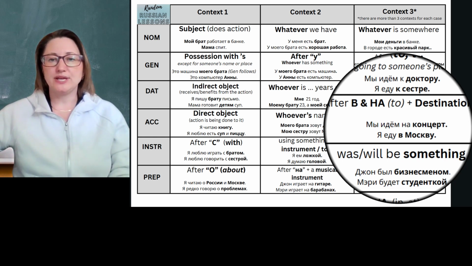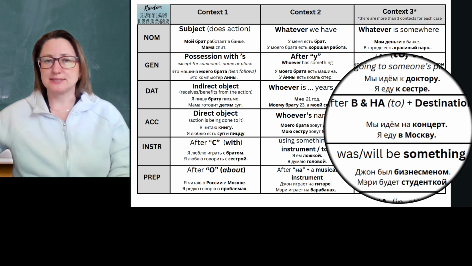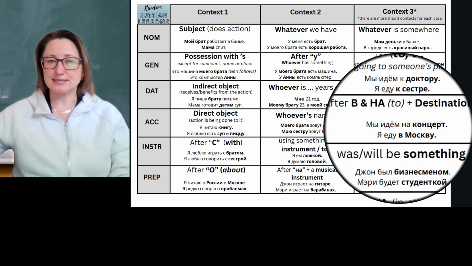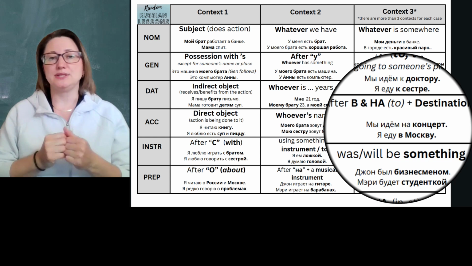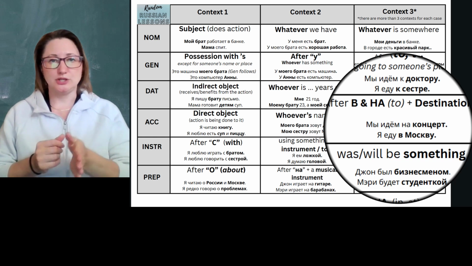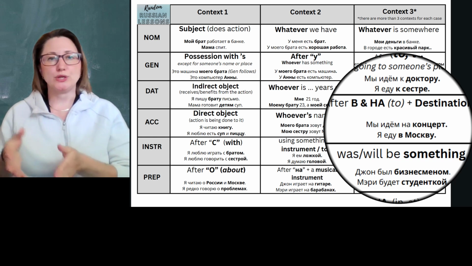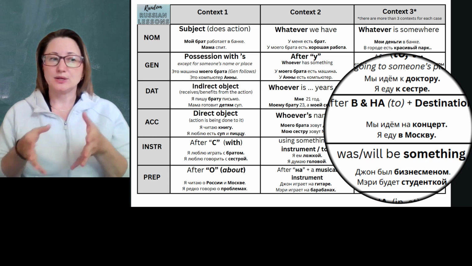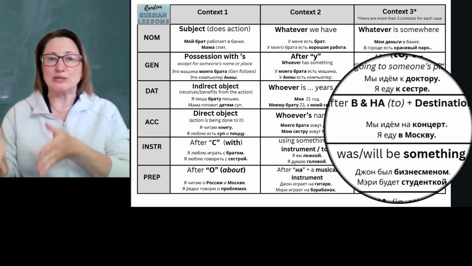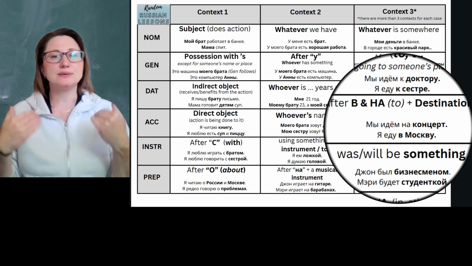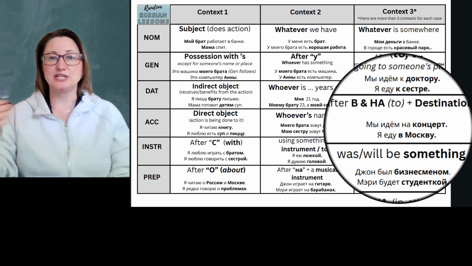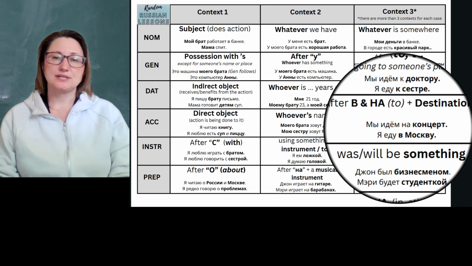So for example, here we have мы идем на концерт. We are going to the concert. The concert is our destination, so that's going to be the accusative case. Я еду в Москву. I'm going to Moscow. Again, where am I going to? To Moscow. That's my destination. I'm not there yet. I'm just telling you that's going to be the destination of me going somewhere. So в plus Москву in the accusative case because it's a destination.